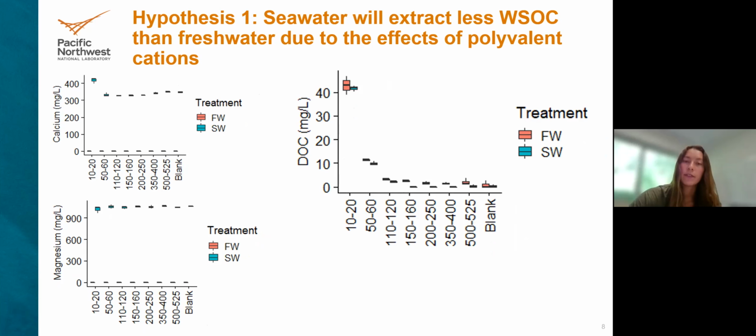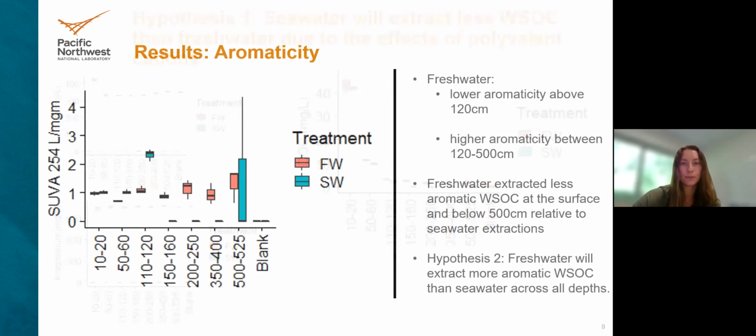Other researchers have attributed this correlation between the parameters to the coagulation that can occur between cations and soil organic matter. Basically, in the presence of certain ions, organic matter will coagulate, making it less soluble, and therefore leading to lower concentrations of water-soluble organic carbon that can be extracted from soils.